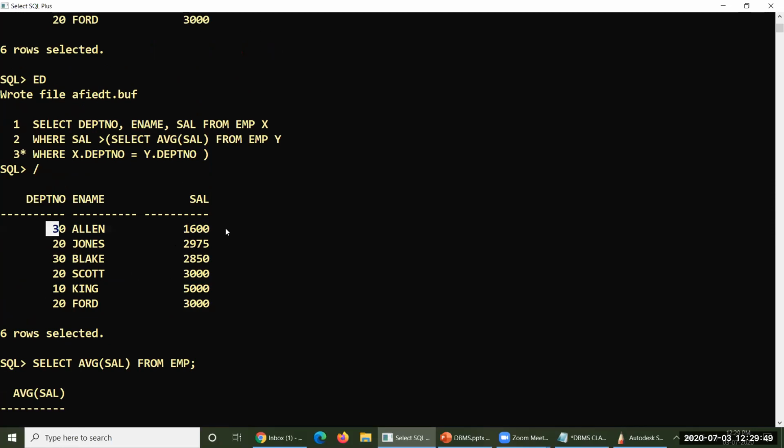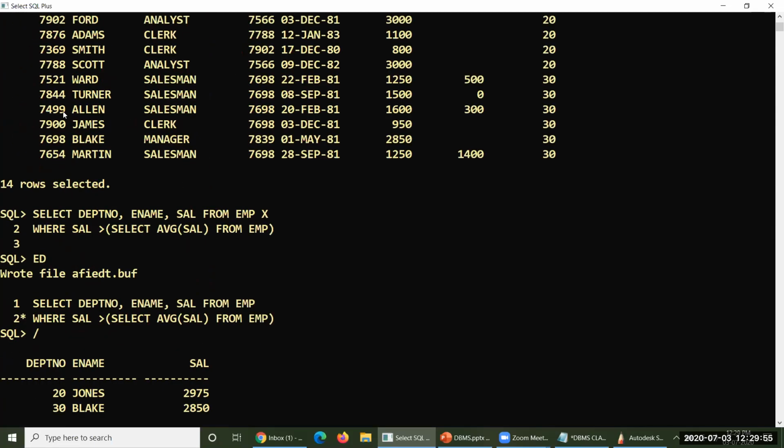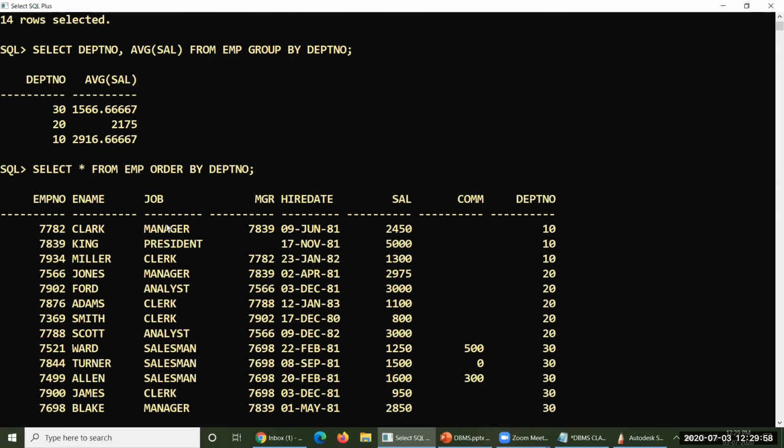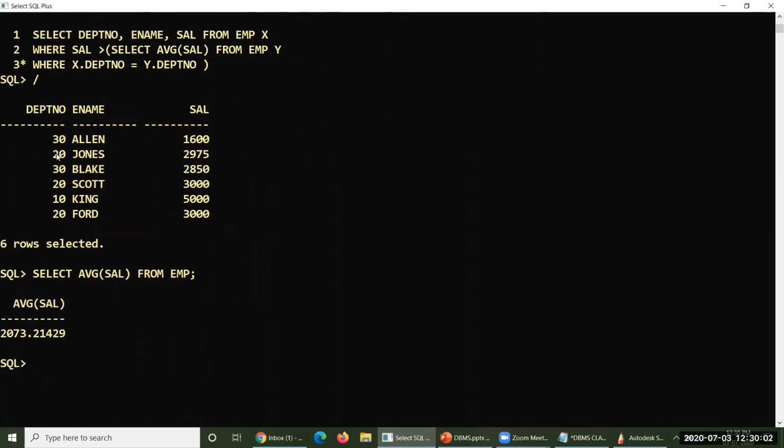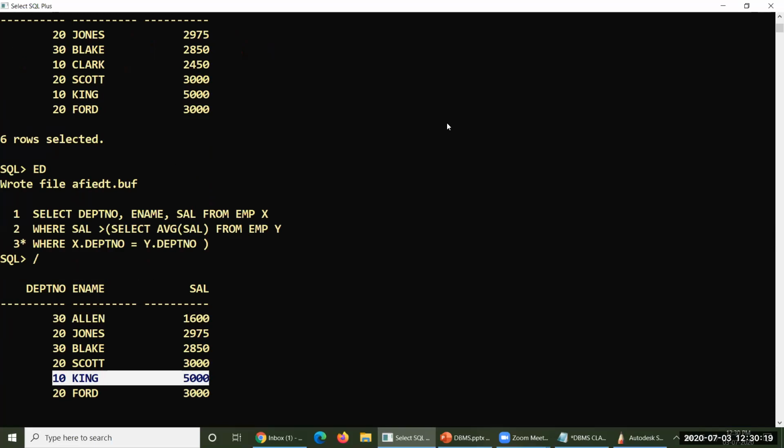So 1566 is the average salary of the 30th department. Yes, Allen is getting more than that, and Blake is also getting more than that. Followed by Jones, what is the average salary of the 20th? 2175. So Jones, Scott and Ford are getting more than that. And followed by only one person, 2916, the actual average salary of the 10th department. Only this particular person gets this. I hope you understand the difference between these two.